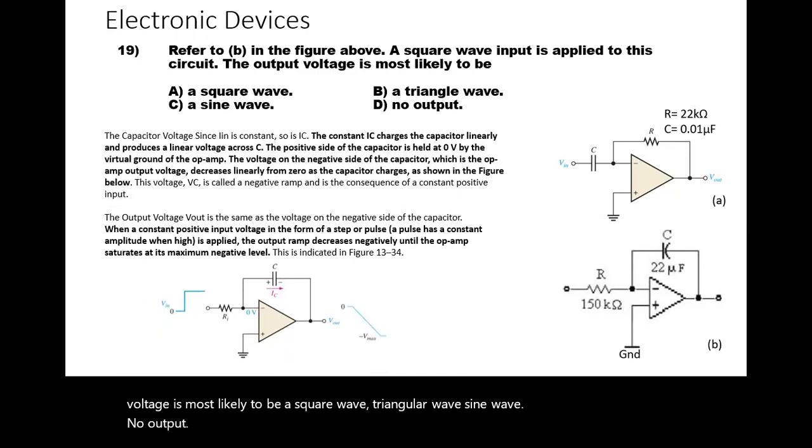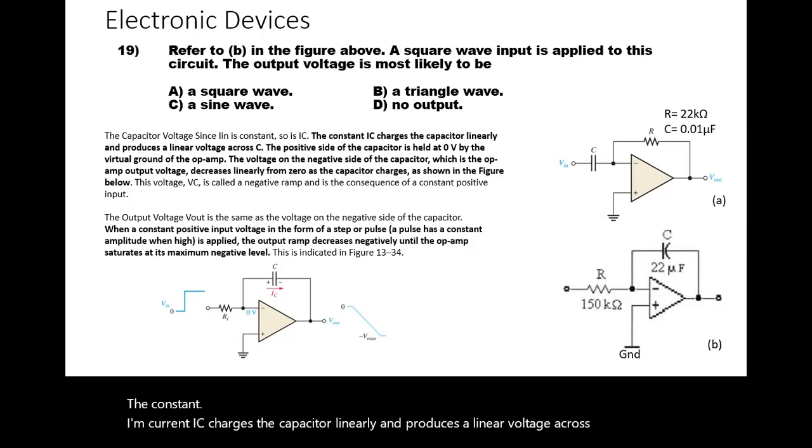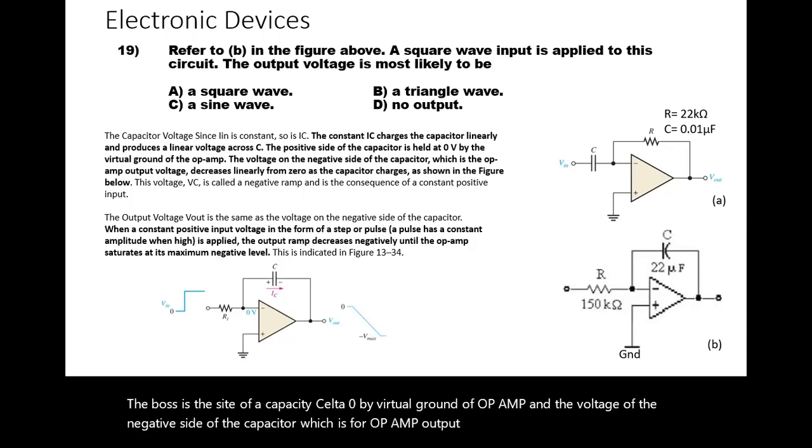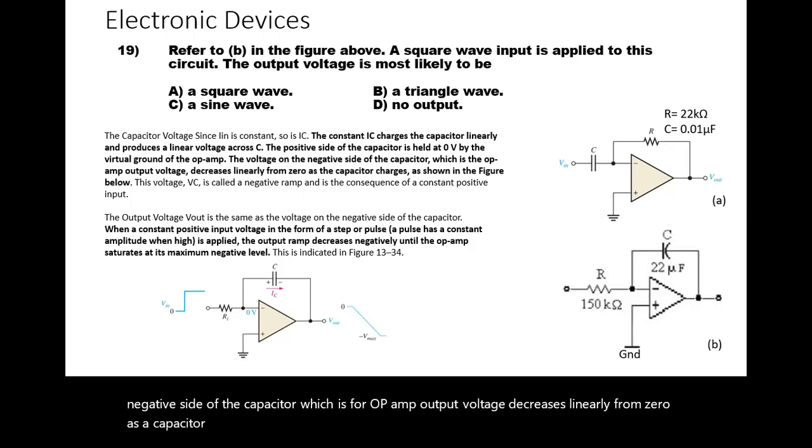The constant current IC charges the capacitor linearly and produces a linear voltage across the capacitor. The positive side of the capacitor is held at 0 by the virtual ground of the op-amp, and the voltage at the negative side of the capacitor, which is the op-amp output voltage, decreases linearly from 0 as the capacitor charges, as shown in the figure below.